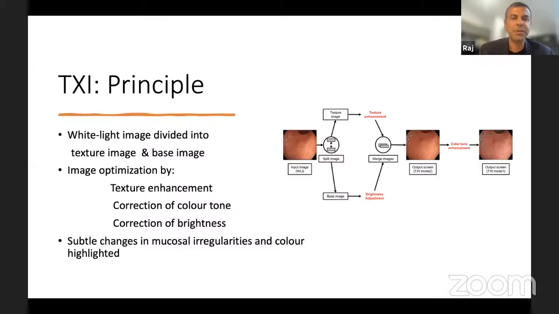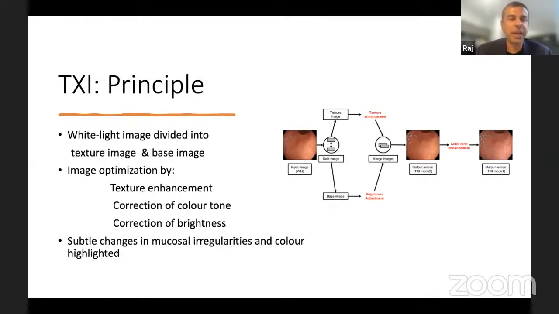Philip has given a very nice overview of the whole system. So firstly, we have to understand what TXI means. TXI actually is texture and color enhancement imaging, right? So that's what it stands for. You don't find the X anywhere in that statement, but it's actually texture and color enhancement.